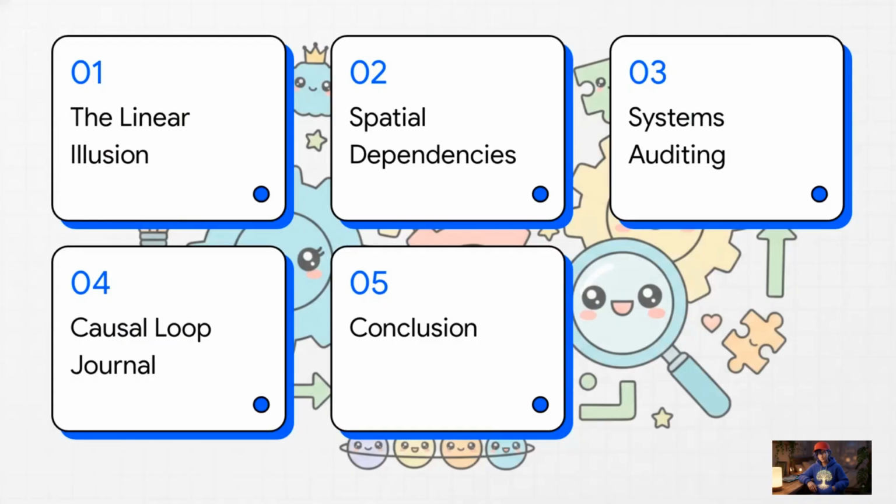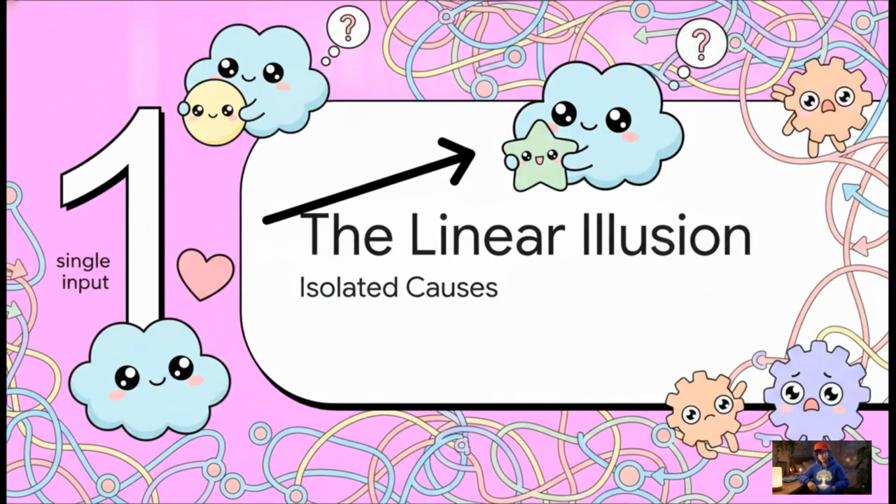Well, here's our map for today's explainer to help us figure that out. We're going to quickly cover the linear illusion, move into spatial dependencies and loops, break down a systems auditing blueprint, look at the causal loop journal, and then wrap things up with a conclusion. All right, let's jump right into section 1, the linear illusion.